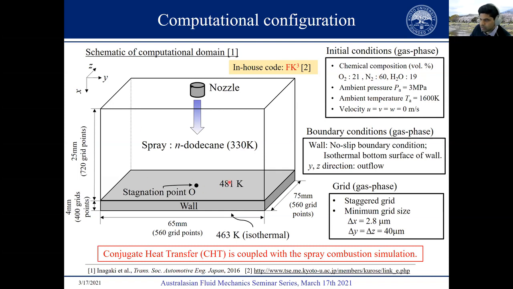Again, the no-slip wall boundary condition is applied. And the wall that we use in these simulations has a thickness of 4 mm. And we assume that initially the upper surface of the wall is at 481 Kelvin. And the temperature within the wall varies linearly up to 463 Kelvin at the bottom surface, and the bottom surface is kept isothermal.